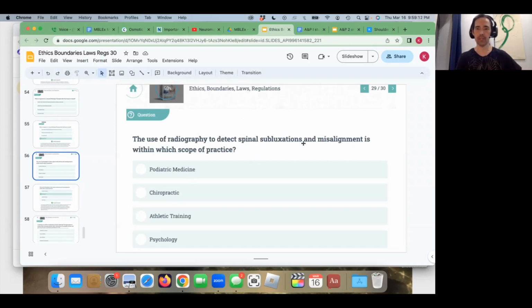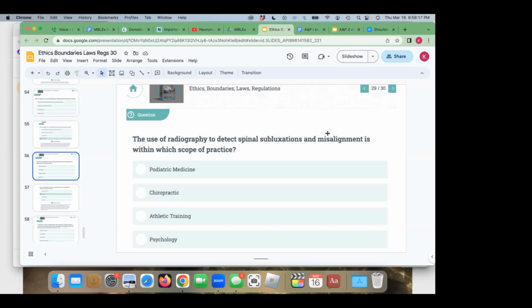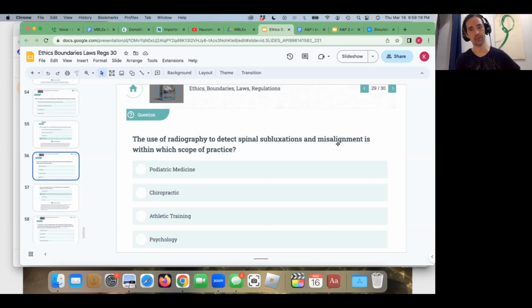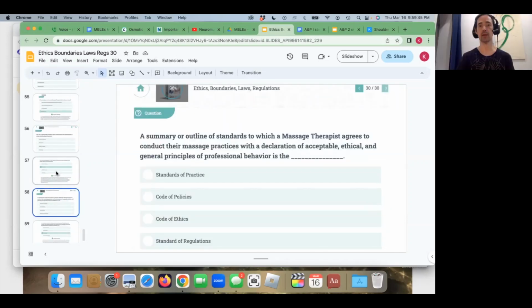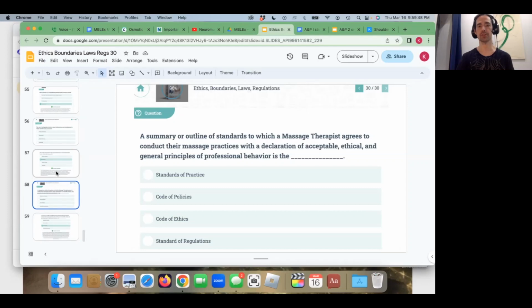What does subluxation mean? It basically means joint misalignment or bone misalignment. So spinal subluxations are vertebrae or ribs that are misaligned. The use of radiography, that's x-rays, to detect spinal subluxations and misalignment is within which scope of practice? Pediatric medicine, chiropractic, athletic training, or psychology? Chiropractic. Chiropractic, that's right.